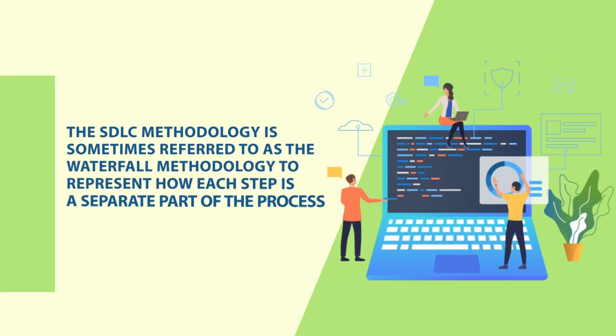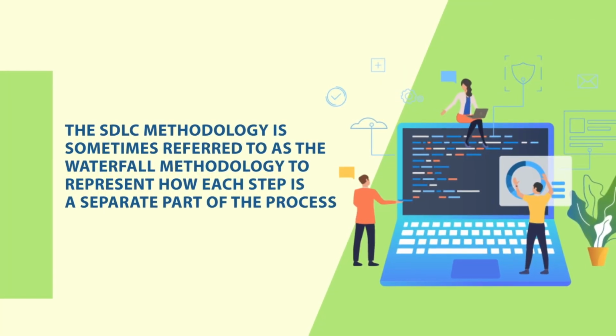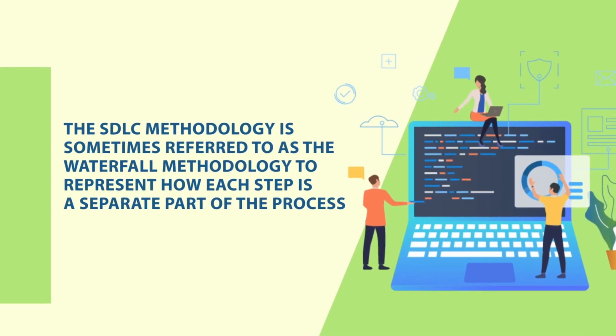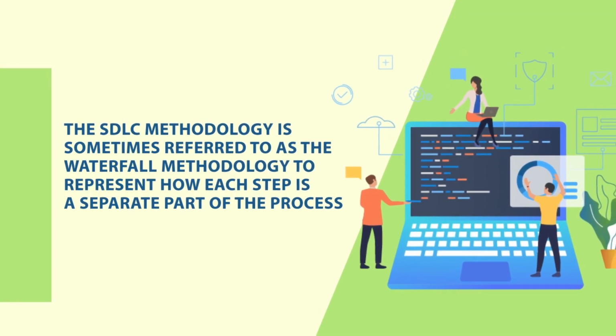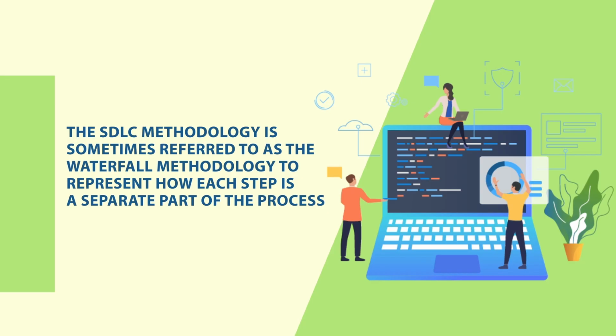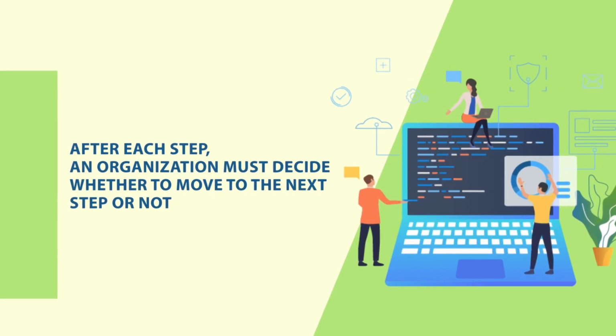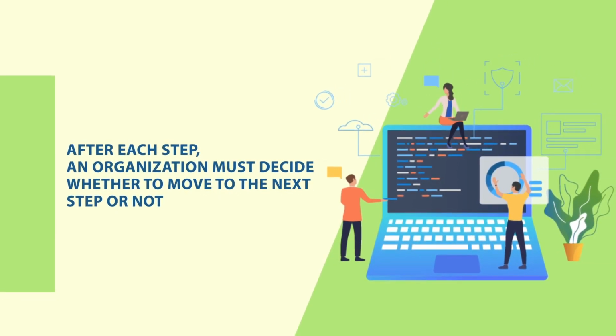So, this SDLC methodology is sometimes referred to as a prominent methodology called the waterfall model, to represent how each step is a separate part of the process, and only when one step is completed can we go to another step. After each step, an organization must decide whether to move on to the next step or whether to stop. This methodology has been criticized for being quite rigid. Why?